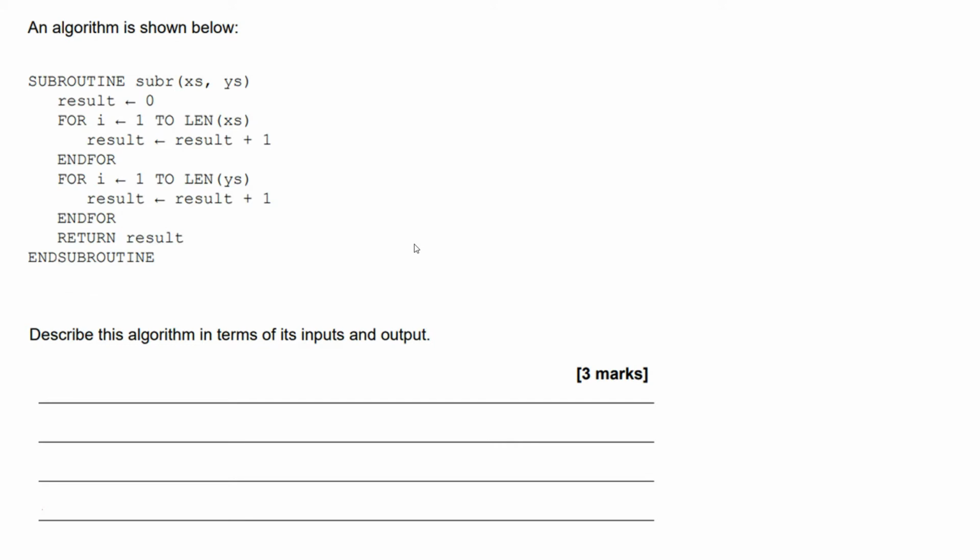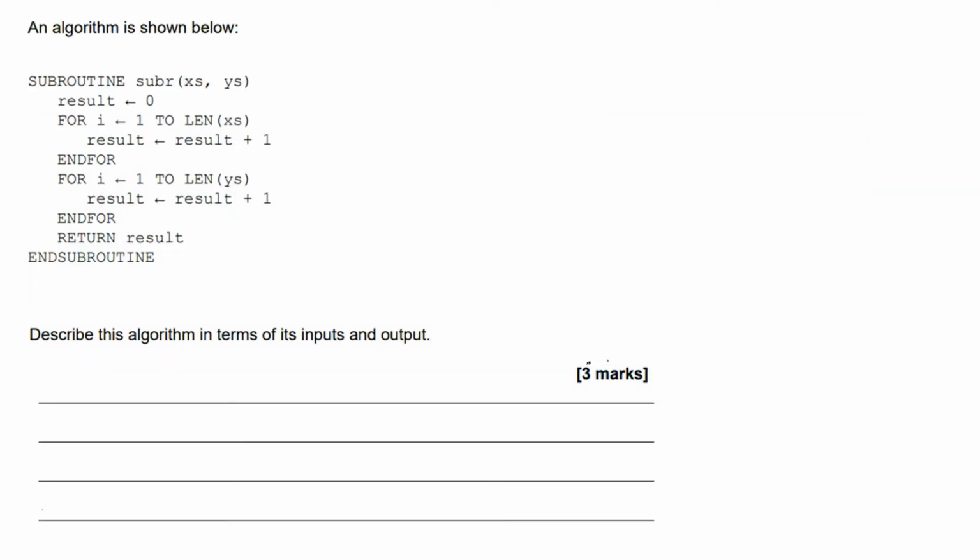This is 327 for the walking talking mock on inputs, outputs and file handling. So we've got an algorithm here which is shown, and it says describe this algorithm in terms of its inputs and outputs. Now this one, just going back, this one is worth 3 marks. So we know we've got to make 3 points about the inputs and the outputs.